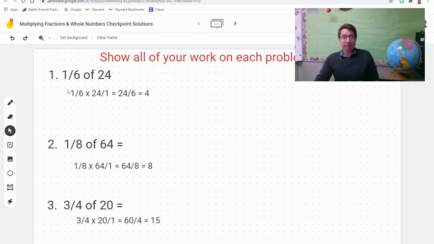3/4 right here is the only one on the first page that's not a unit fraction, because now we're going to have 3/4 of 20. So 3/4 times 20 ones. So 3 times 20 is 60. 4 times 1 is 4. So 60/4. And then you can divide 60 by 4, which gives you 15. The other way of thinking about it is like 1/4 of 20 is 5. So 3/4 has to be 15.